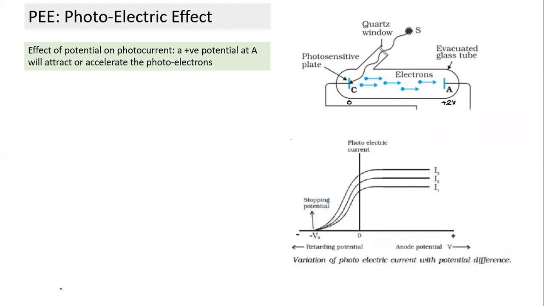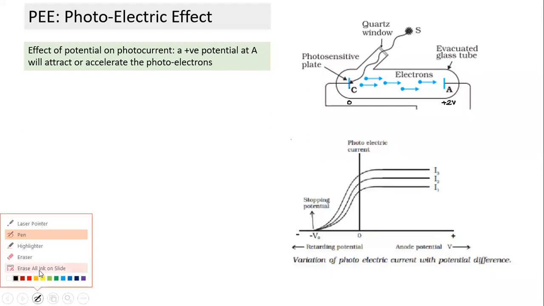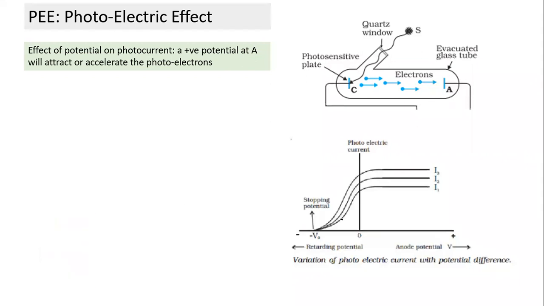We can vary the potential difference by some arrangement which is not shown here, but in previous cases we have seen how we vary that part. Okay, so let's see that now. So this is the kind of shape.